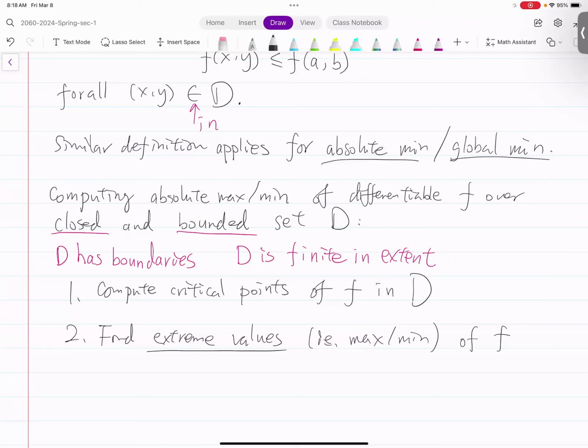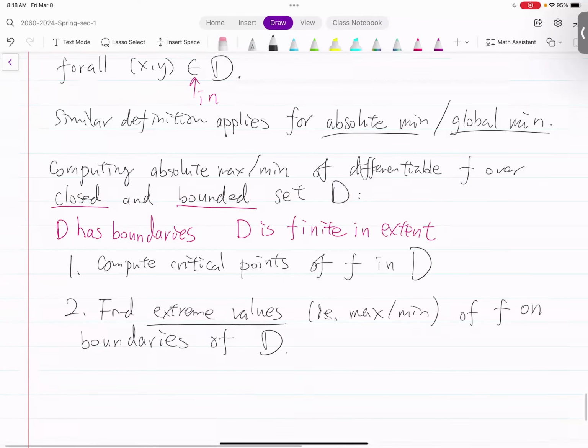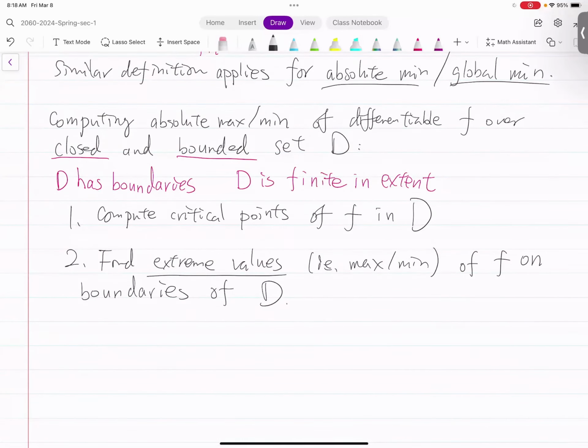Of that, on the boundary, of the sets. And once we do step 1 and 2, we just compare. The largest output gives you the absolute maximum. The least output gives you the absolute minimum.